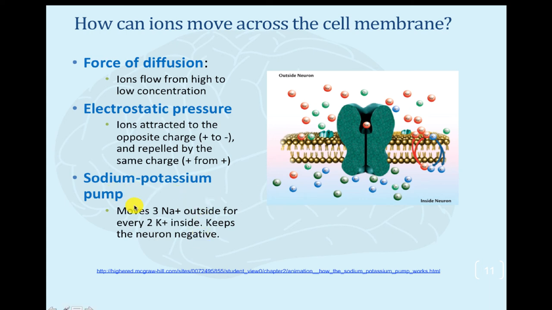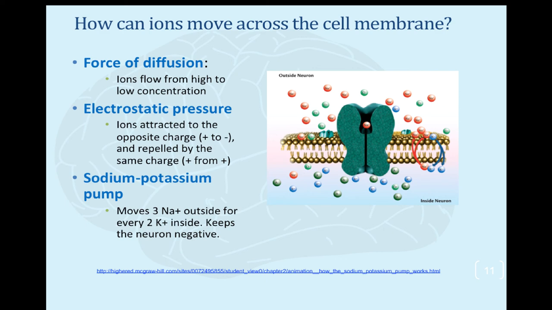The third way that ions can move in and out of the neuron is by using the sodium-potassium pump. The sodium-potassium pump uses energy, so it's not free. These other two, diffusion and electrostatic pressure, they're free. They just use physics. The sodium-potassium pump is not free. It requires energy. And so what it does is it moves 3 sodium ions out for every 2 potassiums that it moves in. So it's exchanging sodium for potassium.